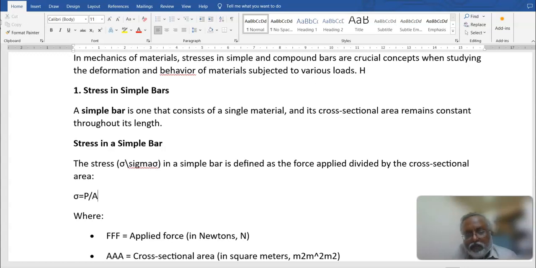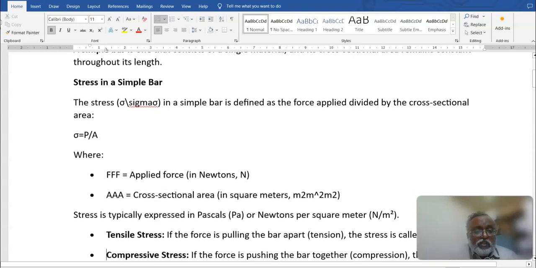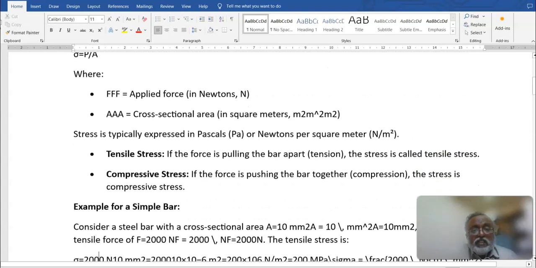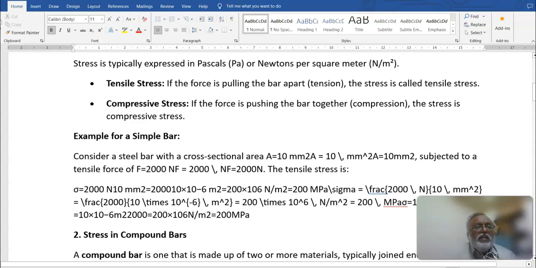Here F is the applied force in newtons. A is the cross-sectional area of the material. Stress is typically expressed in pascals. Pascal is Newton per square meter.